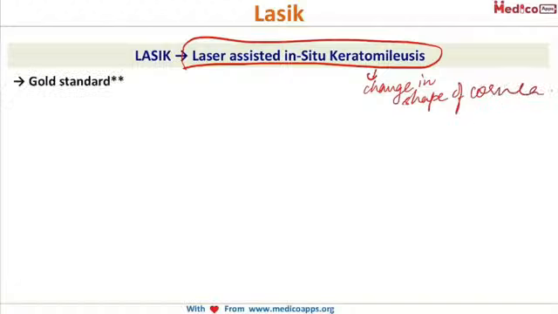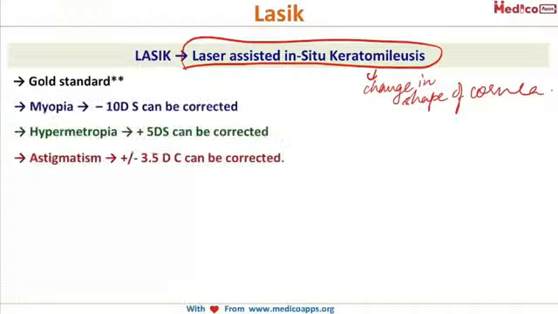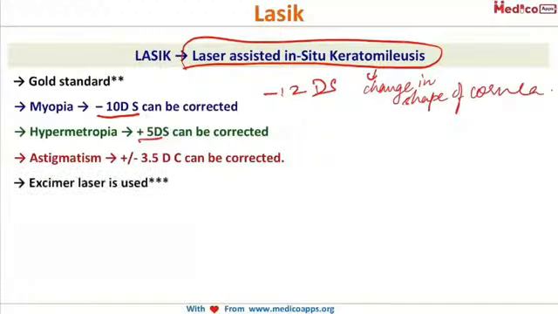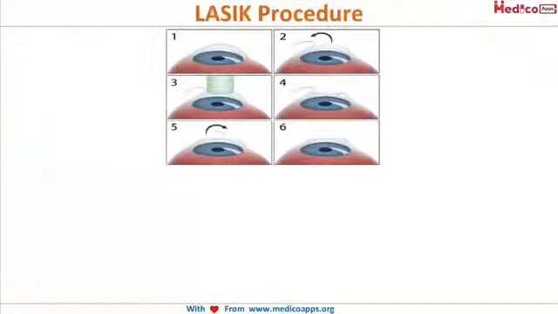It is a gold standard procedure and it can correct myopia up to -10 diopters. It's an average. Sometimes it can correct up to -12 diopters also. Hypermetropia up to +5 diopters and astigmatism plus or minus 3.5 diopters. So 10, 5 and 3.5. Here also the most complicated and sophisticated Excimer laser is used. Now let's look at this procedure.